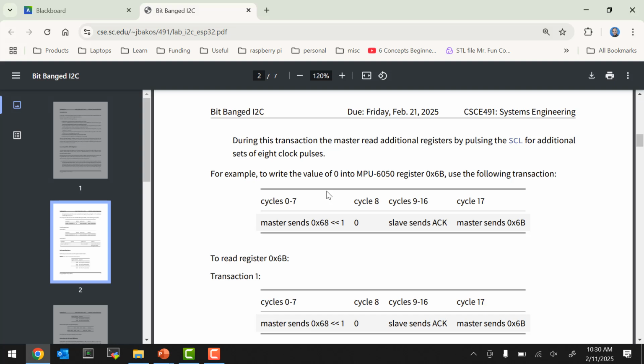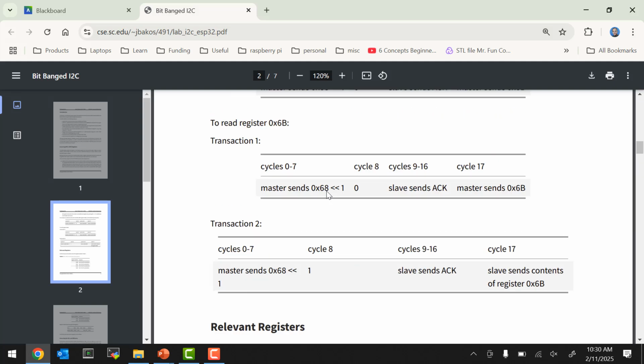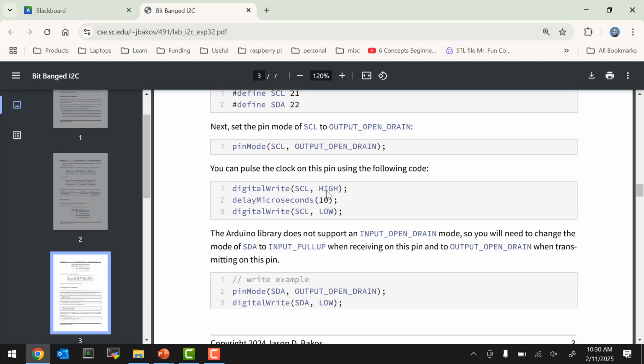And then there's 3 axes. So in order to read all 3 axes, you have to do 6 reads. And remember that each read requires 2 I2C transactions. So you have to do 12 total I2C transactions in order to read the 3 acceleration values for x, y, and z, right? So that's going to give you the acceleration in the 3 axes.